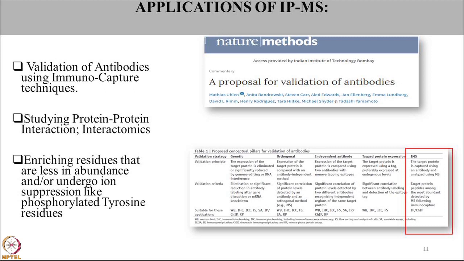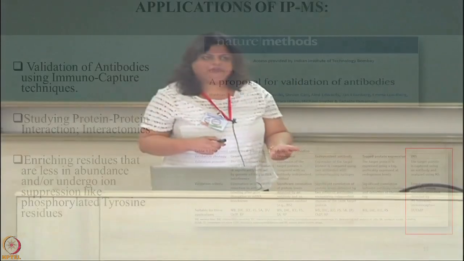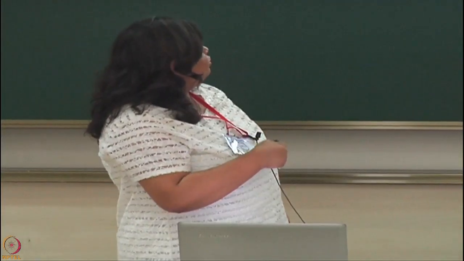Secondly, we will be talking briefly about identifying protein-protein interactions, that is interactomics. This is the demo session that you will be going for. And the third thing is enriching residues that are low in abundance and undergo ion suppression, like phosphorylation, ubiquitination and many other PTMs. Even if the post-translational modification is very complex, like ubiquitination, it is not easy to identify using a global proteomics approach. So we can also use IPMS for enriching those residues. We can enrich the ubiquitinated proteins and see which residues are getting ubiquitinated.